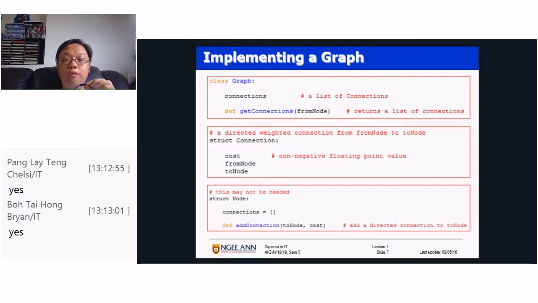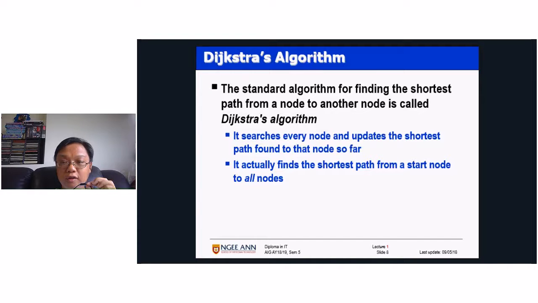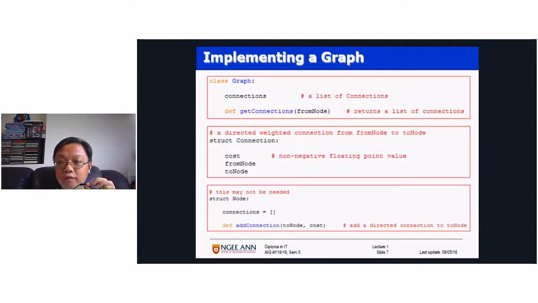So how do you implement a graph? In our implementation, we have a class called graph, and inside the graph there's going to be a list of connections, which we call connections. Inside graph we have one method called get connections. Let me use the pen. Still getting used to the interface. We have one called get connections.